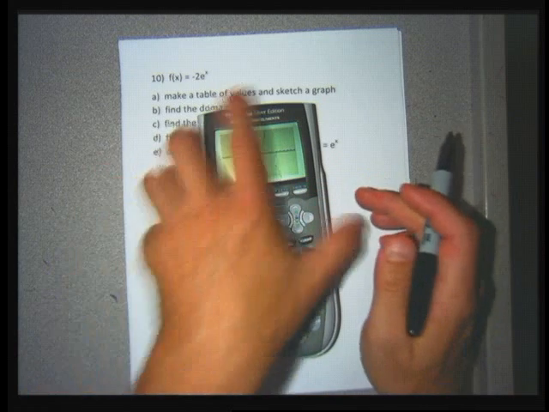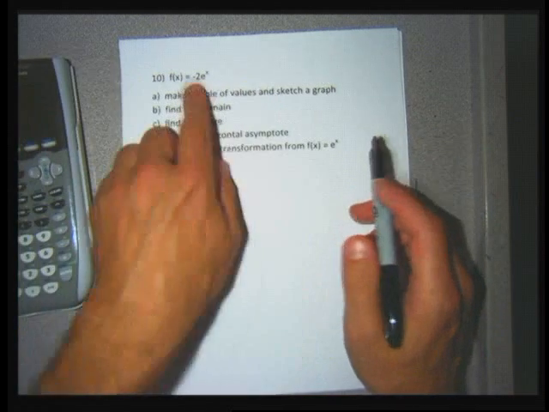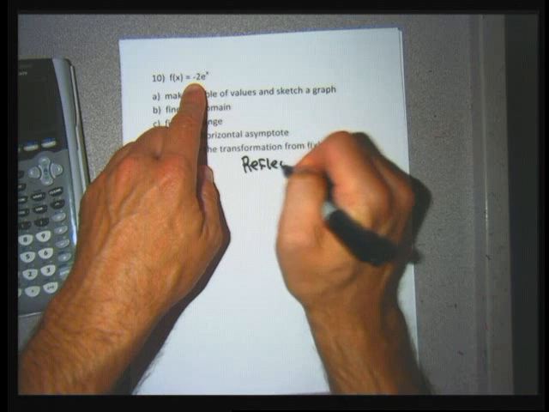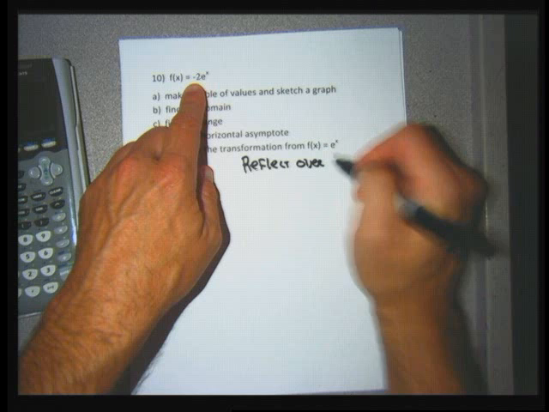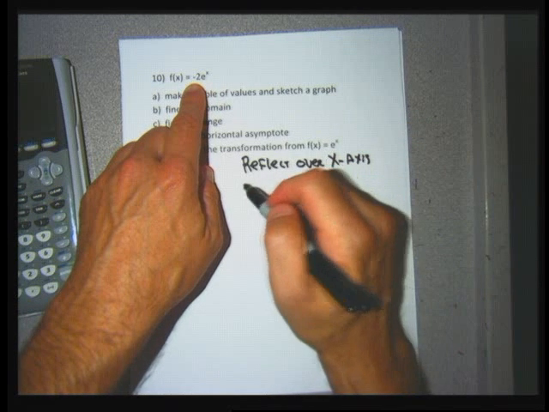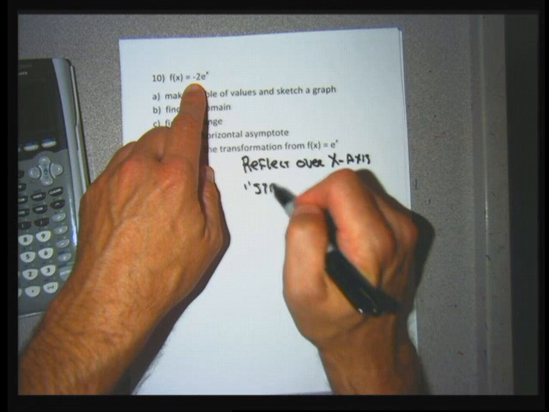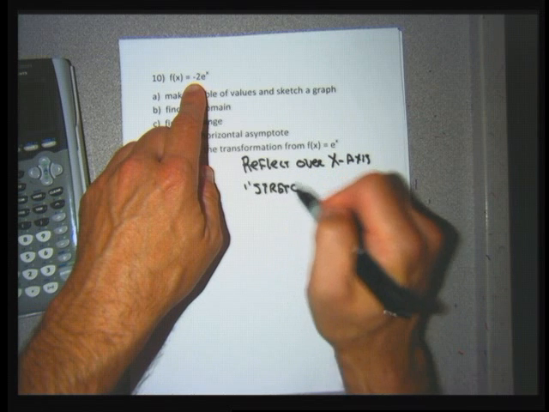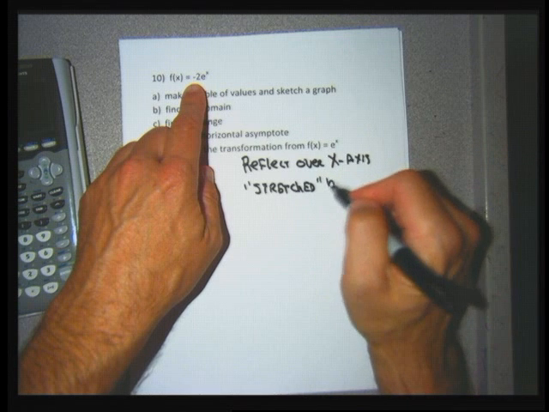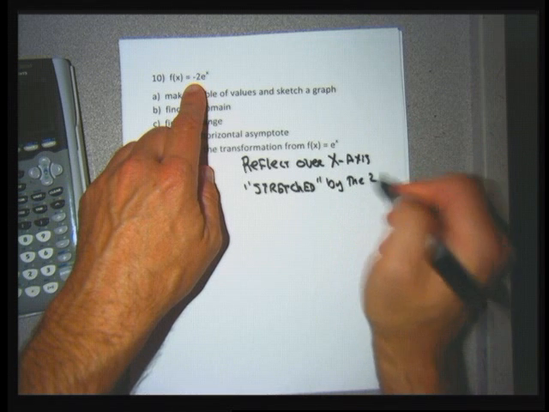So in terms of the transformation, the negative in front of the 2 reflects it over the x-axis. And I can say it's stretched if I want to, but you don't have to say that. The 2 stretches it. We can say it's stretched vertically, but the 2 stretches it.